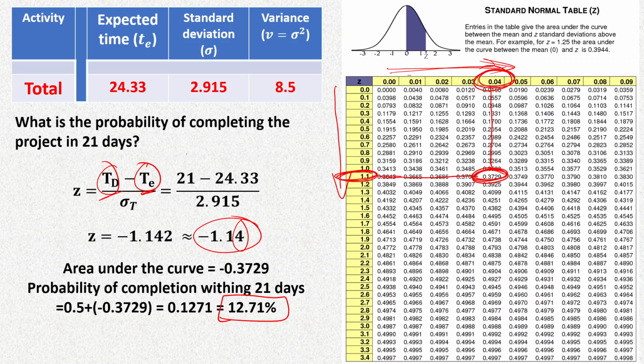Obviously it was quite clear that the probability of completion before the expected duration is less, but in the previous example we saw that the probability of completion after the expected date is quite high.